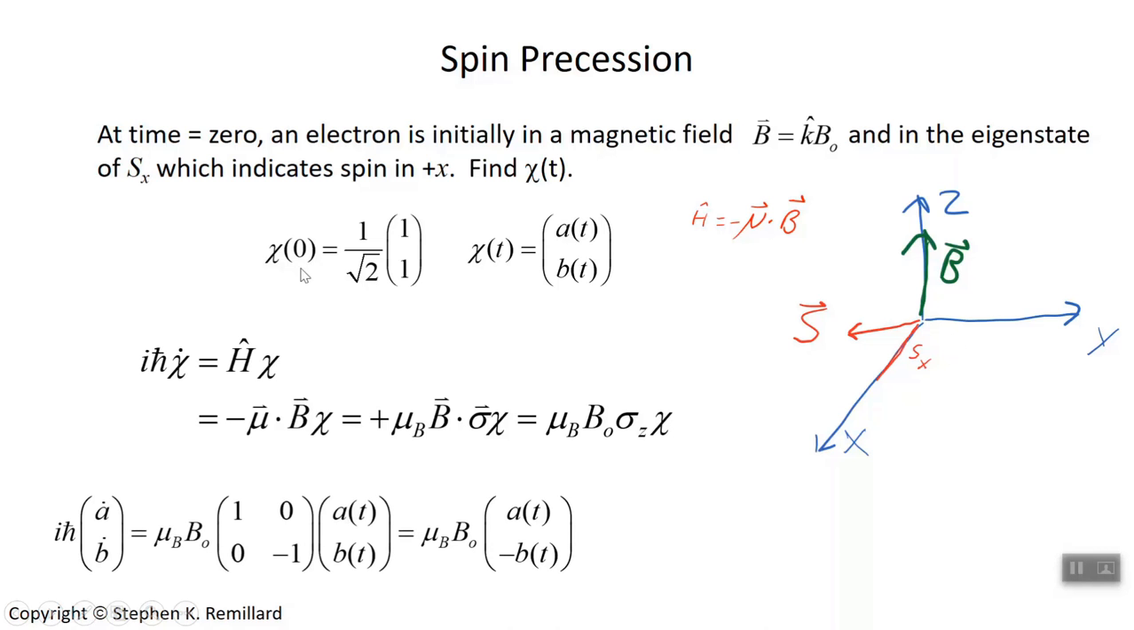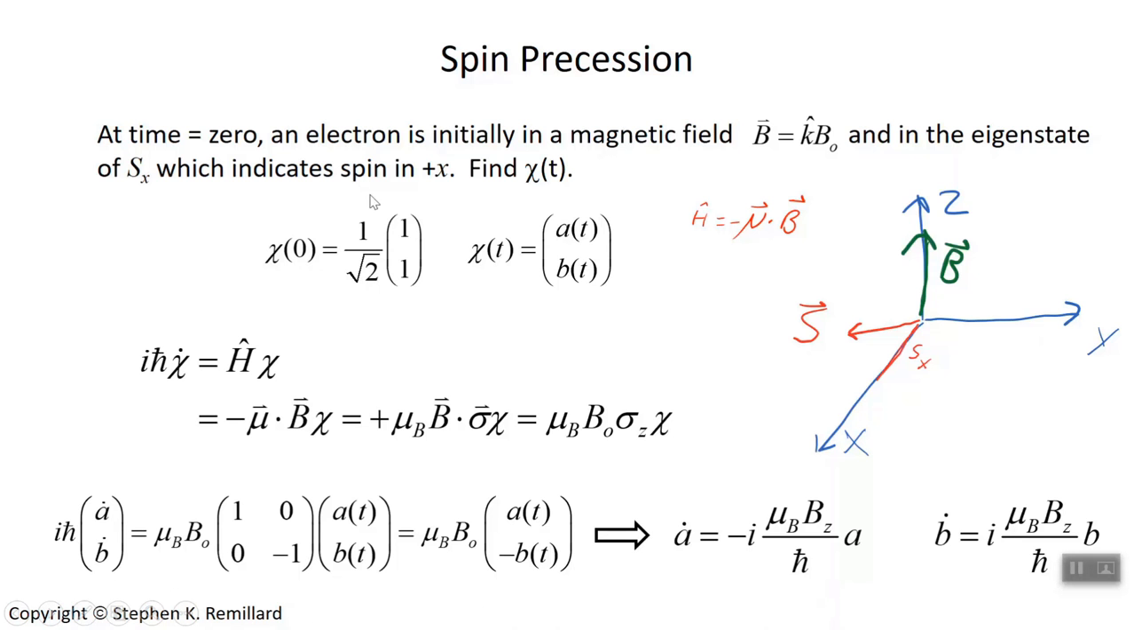Replacing chi with an a b vector and chi dot with the a dot b dot vector. We still have the i h bar there, and the Hamiltonian is mu sub B times B0 times the z Pauli spin matrix, which is given here. Evaluate this to get two equations and two unknowns. You have a dot, bring the i h bar over, you have mu sub B B0 over i h bar times a. Brought the i upstairs. And the same for b dot. Make sure you see these two expressions coming out of this 2×1 vector equation.